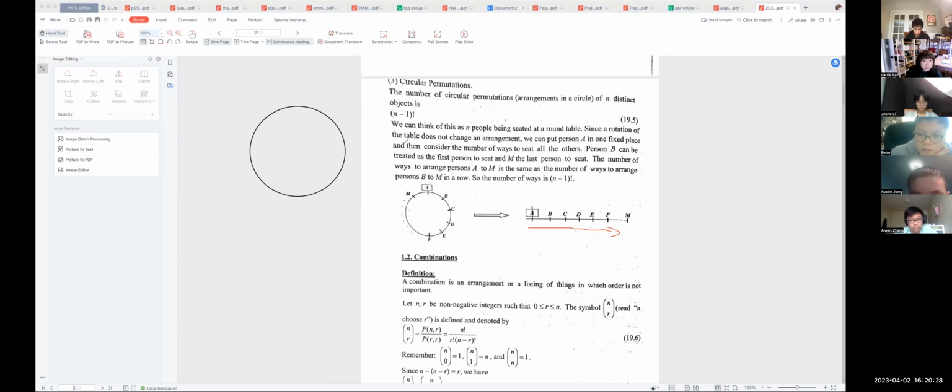Okay, since a rotation of a table does not change an arrangement, we can put person A in one fixed place and then consider the number of ways to seat all the others. Person B can be treated as the first person to seat, and M is the last person to seat.